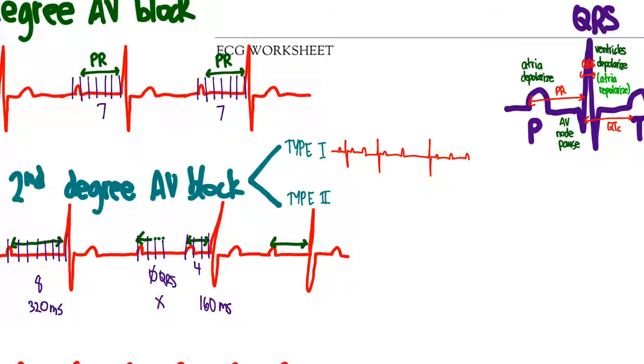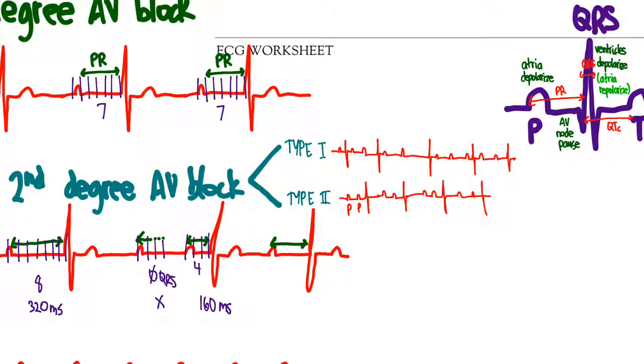So you get another P there. That's normal. And then again it gets longer, etc. Now what happens with the type 2 is you may have more than one P for each QRS. So it'll be a fixed ratio, like 2 to 1 or something like that. So you can see these are all going to be P's here.